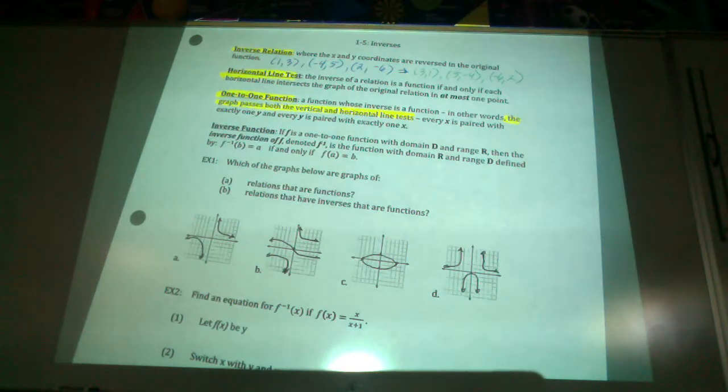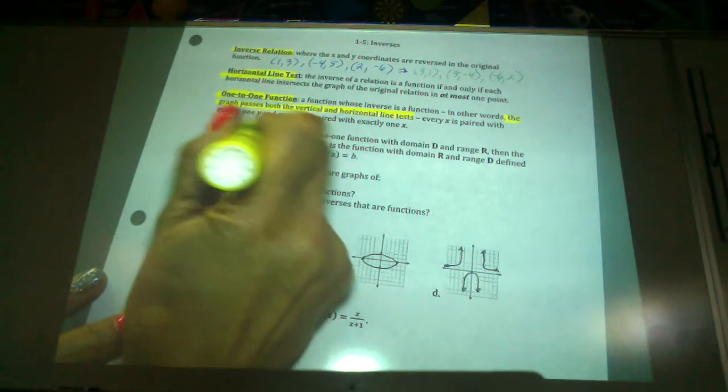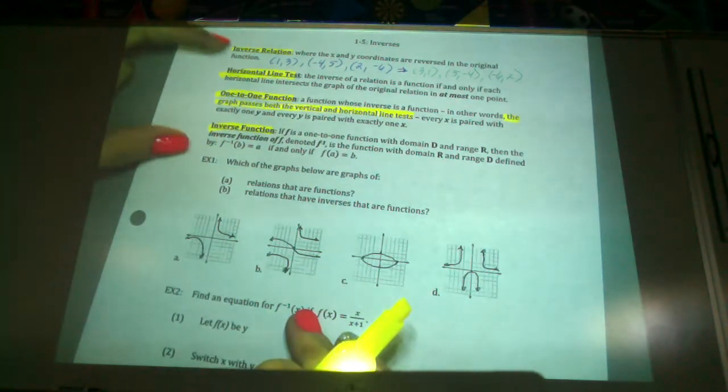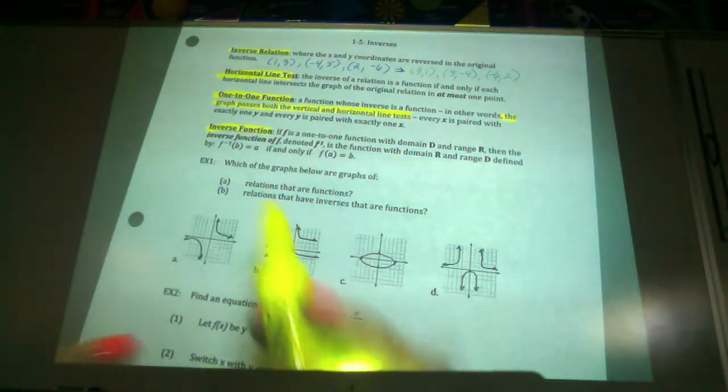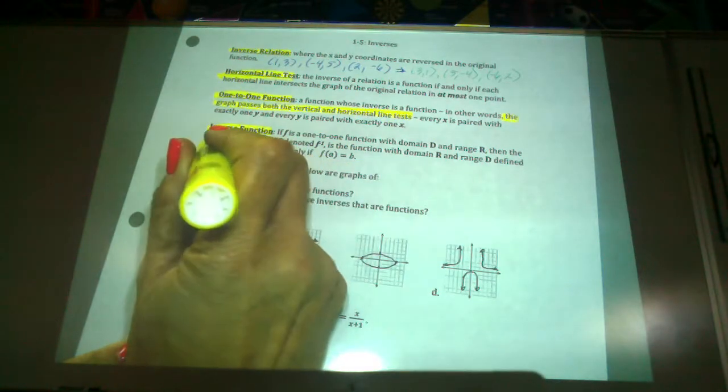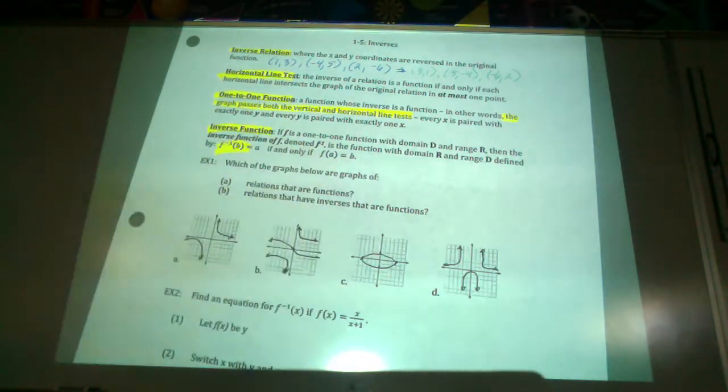Then there's a difference between an inverse relation and an inverse function. As I said, an inverse does not necessarily mean that it's a function. And then this is the notation for inverse functions. F to the negative 1. F to the negative 1 does not mean that we're taking the reciprocal of the base. So it's not a negative exponent. It's just notation for the inverse.